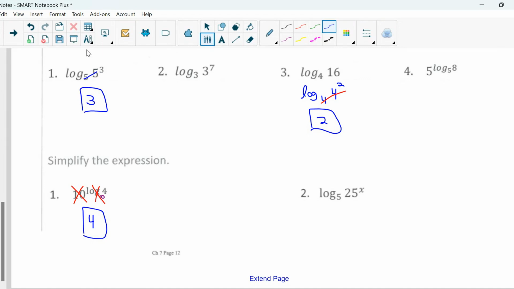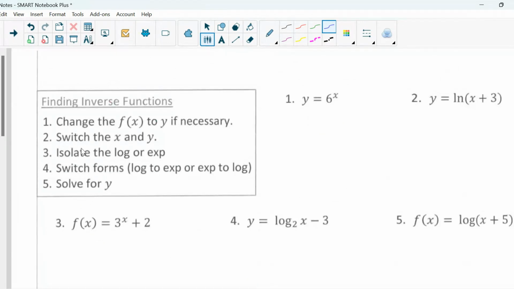All right. So the next section is finding inverse functions. So remember, when finding an inverse function, if it's written as f of x, we're going to change it to y. Then we're going to switch both our x and y values. Once we've done that, our goal is to isolate the log or the exponent. Then we'll switch the forms so that we can finally solve for y.